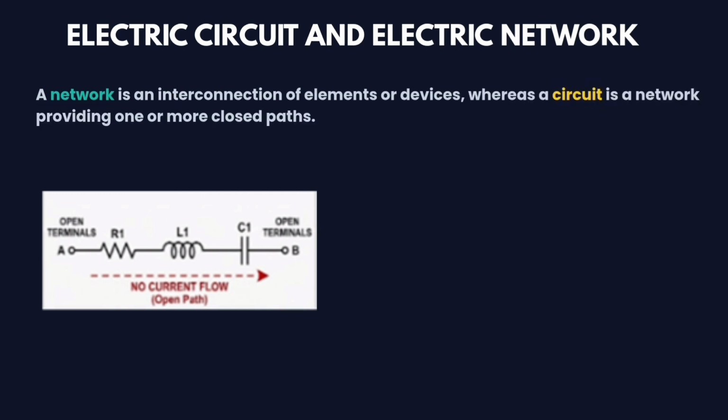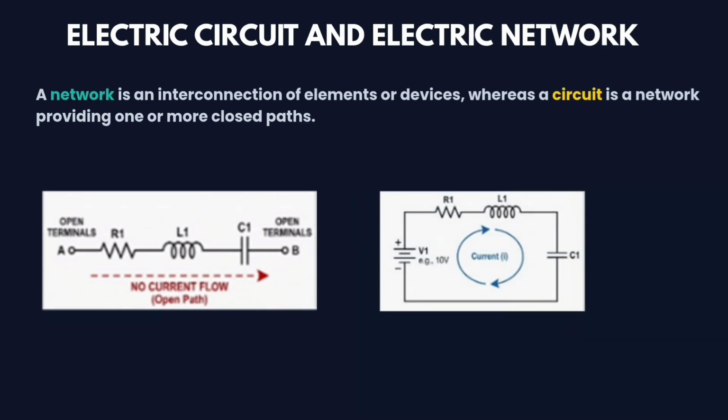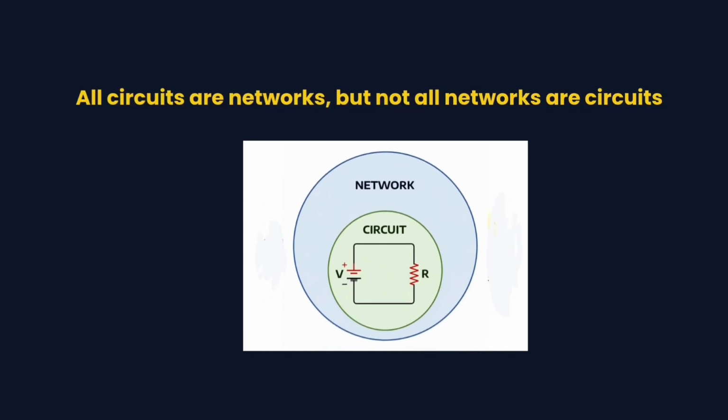Now, if that network provides one or more closed paths for current to flow, then it is called a circuit. If the source is connected so that the current can leave the source, pass through the elements, and return back, the network becomes a circuit. So remember, every circuit is a network, but not every network is a circuit. A network may or may not contain a closed path, but a circuit always contains at least one closed path.